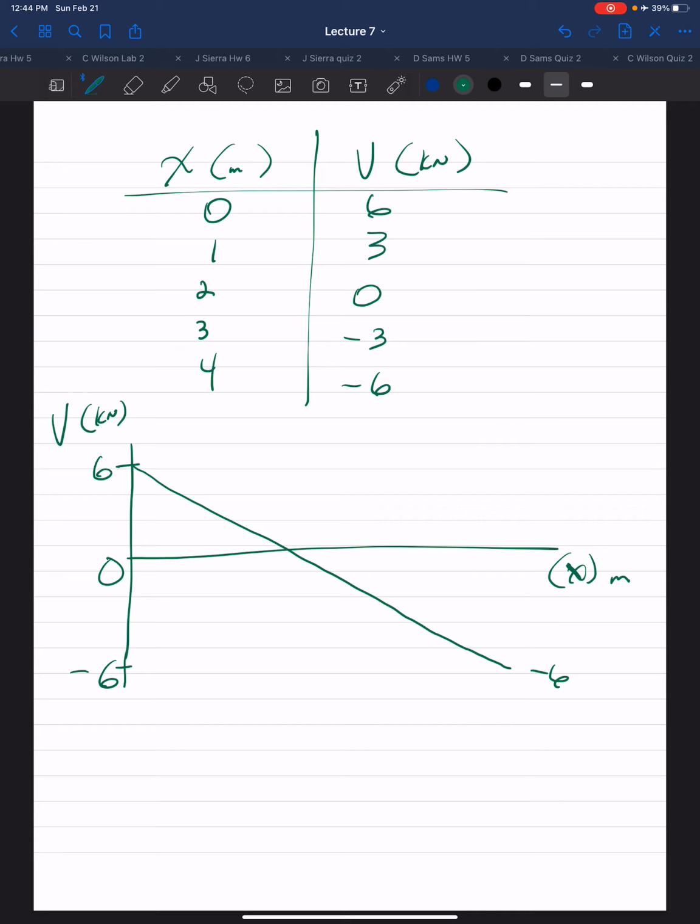Therefore, the maximum shear experienced by the beam is 6 kilonewtons. And it's at the two ends where this is experienced.